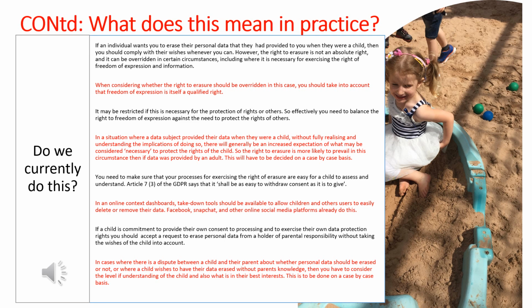So the right to erasure is more likely to prevail in this circumstance than if data was provided by an adult. This will have to be decided upon by you on a case-by-case basis. You need to make sure that the process for exercising the right of erasure is easy for a child to access and understand. Article 7.3 of the GDPR says it shall be as easy to withdraw consent as it was to give it. In an online context, dashboards and takedown tools should be available to allow children and other users to easily delete or remove their data. Facebook, Snapchat and other online social media platforms already do this.